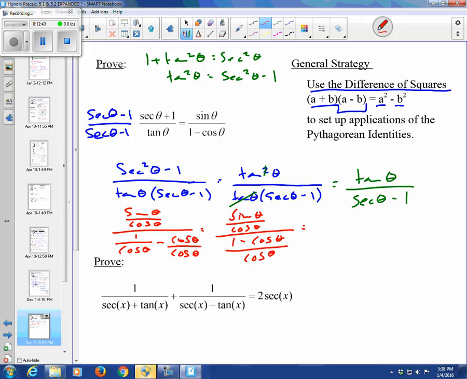Now by multiplying by the reciprocal, we've got sine of theta over cosine of theta times cosine of theta over 1 minus cosine of theta. And right here we can cross cancel, and we get sine of theta over 1 minus cosine of theta, which is our target expression.